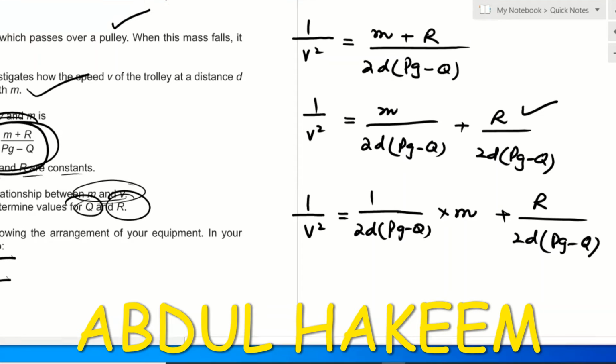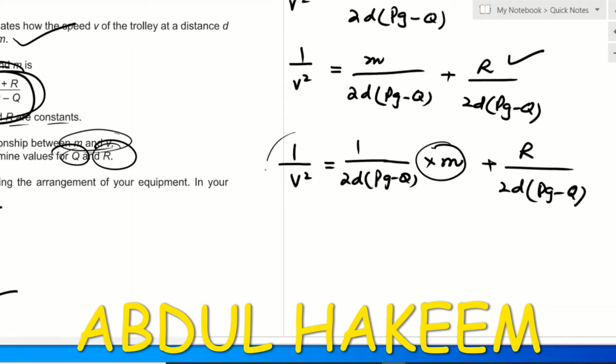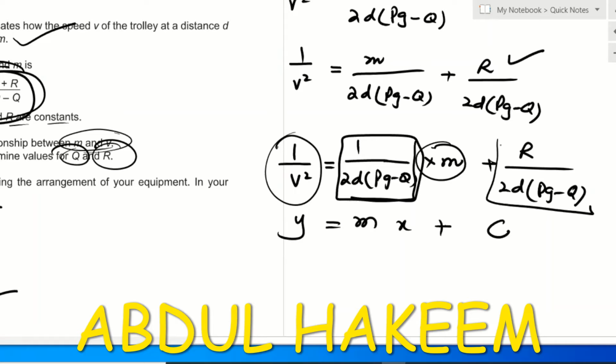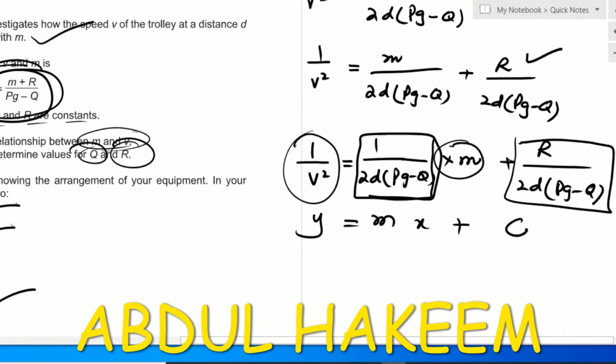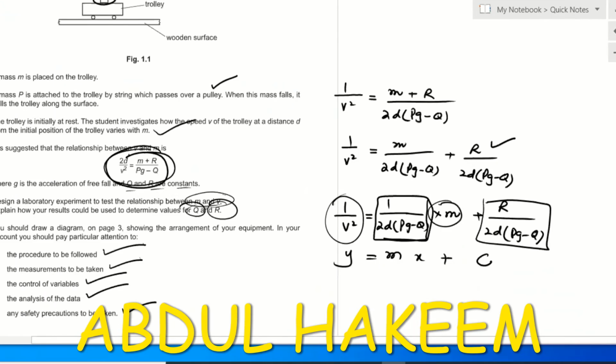Now look, this m is plotted at the x-axis, it is independent. 1 over v square at the y-axis. So y is equal to mx plus c. So this portion is the gradient and this portion is the y-intercept. So in the table, definitely two boxes are empty. So we will write here v square centimeter per second square, and then finally 1 over v square centimeter per second power minus 2. Now we have to sketch the graph.